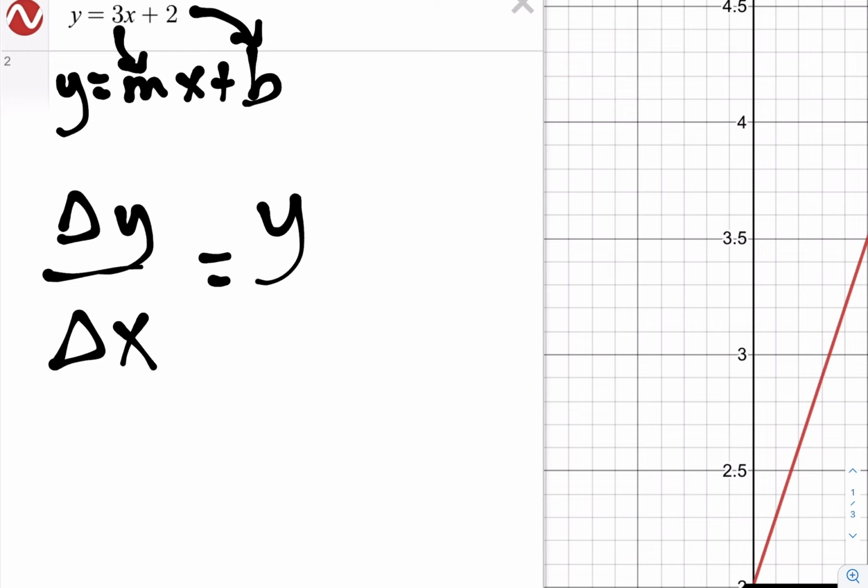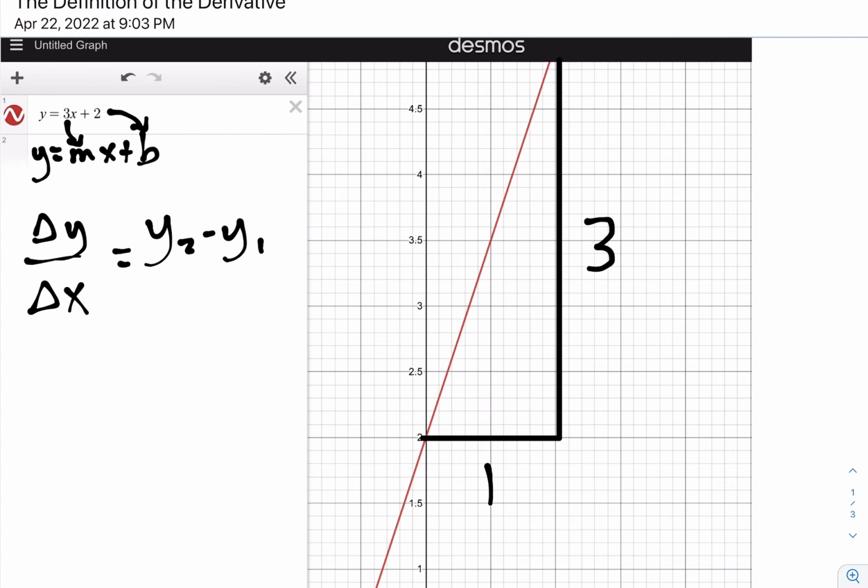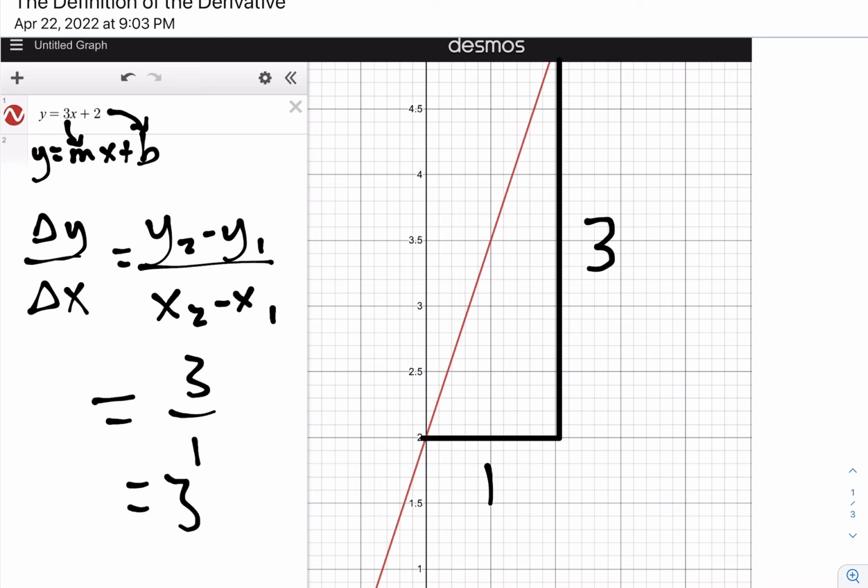So this is our y2 minus y1, right? Our y2 would be our 5, the y that we end up with, minus the y1, which is the y we started with, all the way down here at 2, right? So that would be 3, right? 5 minus 2, divided by our x2 minus x1. So x2 is the x we end at, which is 1, minus the x we started at, which was 0. So this is just 3 over 1, which is 3. So the slope of this line is 3, and you're totally right.